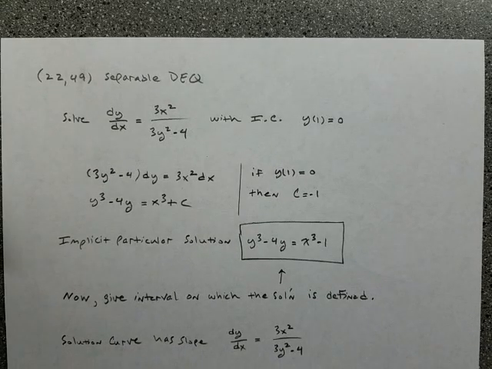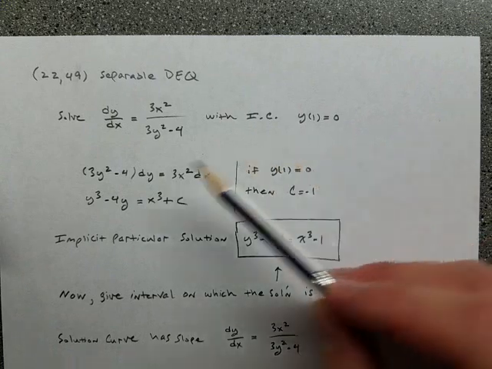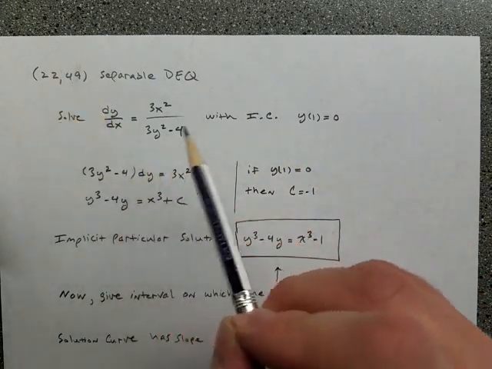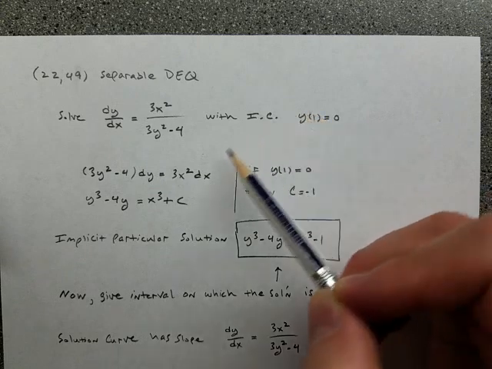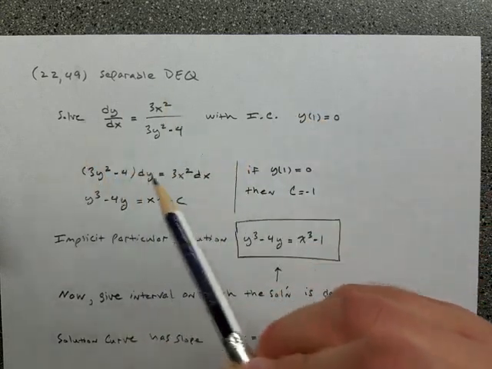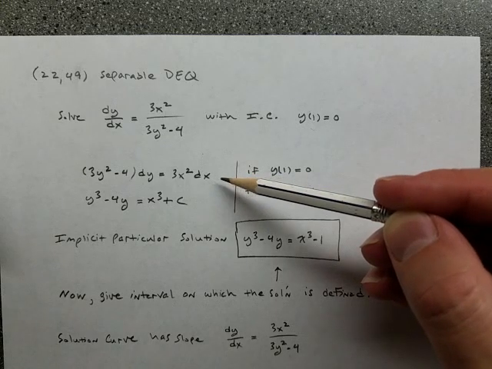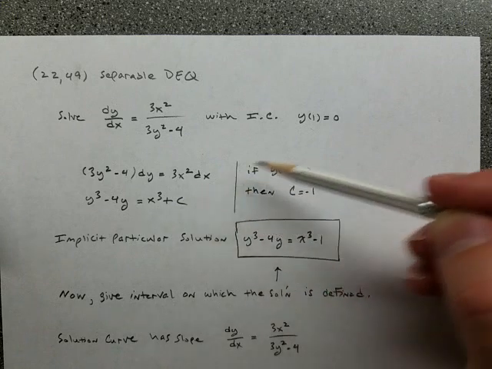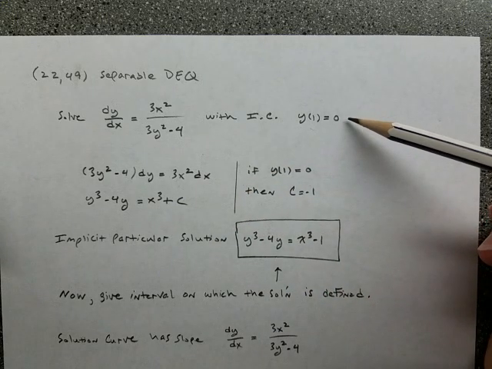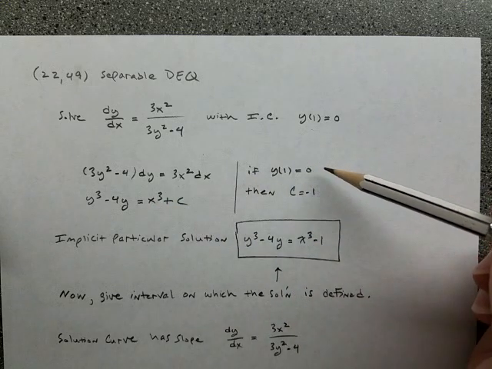Okay, here's another example of a separable differential equation. Question 22, page 49. Here's the differential equation, and we're given an initial condition. That's not that hard to solve. Separating it is easy. Integrating both sides is easy also. Using the initial condition, that if x is 1, y is 0, that's easy to use.